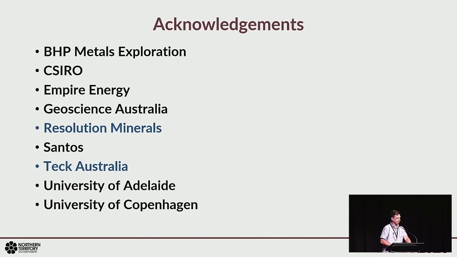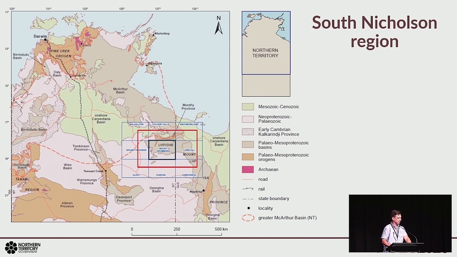Okay, so this is a map that shows the South Nicholson region. It's in the eastern part of the Northern Territory and extends into Queensland. Some things to take note of on this map, just for reference, are Mount Isa down to the southeast, the MacArthur Basin in the north, and the Tennant Creek region to the southwest. So the South Nicholson region sort of lies in between these three things.